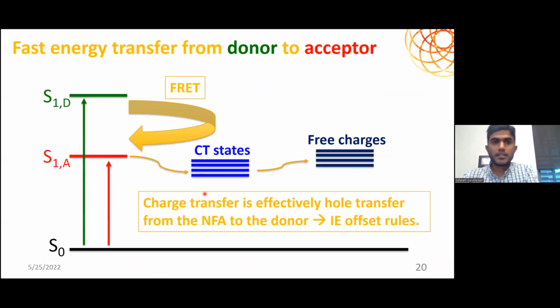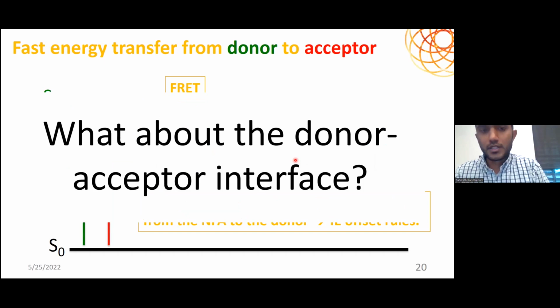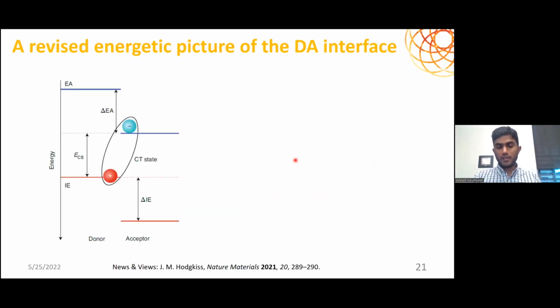Summarizing this part, what we learned is that when you excite a singlet of the donor, you will have an energy transfer to the acceptor, then we will have CT state formation, and we will have free charges. Okay. And what about the donor-acceptor interface? What happens there? So we propose a model here.